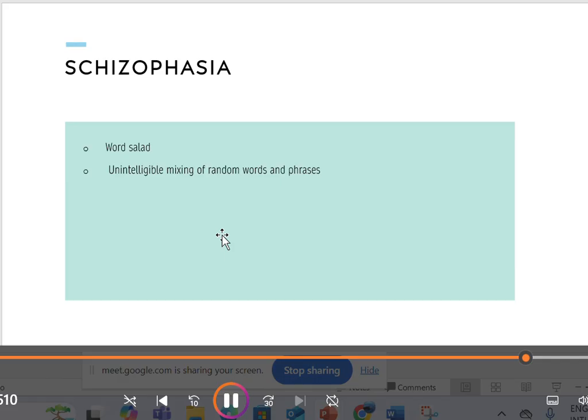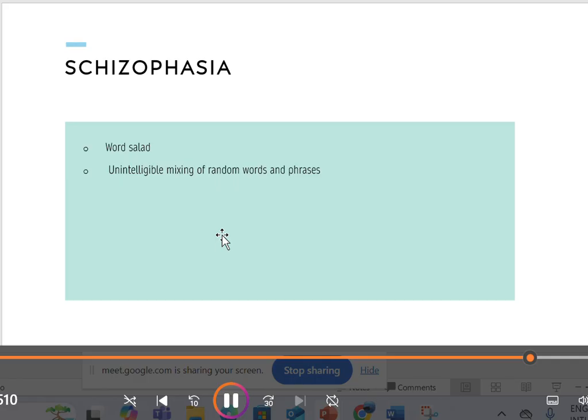Next is jargon aphasia, the word salad, as we say: an unintelligible mixing of random words and phrases. In my conversation or my writing, I mix, unintelligibly, different words that are not actually necessary for creating that particular sentence. Then it is known as jargon aphasia.